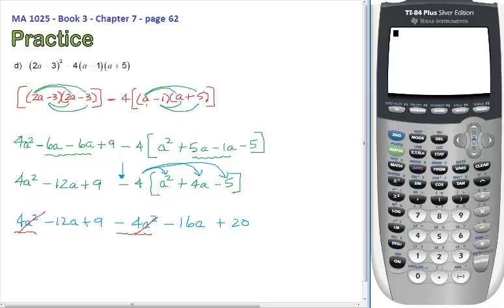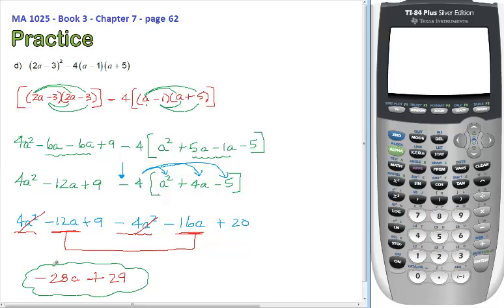So how much is negative 12a subtract 16a? I'm combining these two terms now. They're like terms as well. And I get negative 28a. And of course the last one is 9 plus 20. It looks to be plus 29. So negative 28a plus 29 is your final answer. Okay, so hopefully that helps. That's it for now.